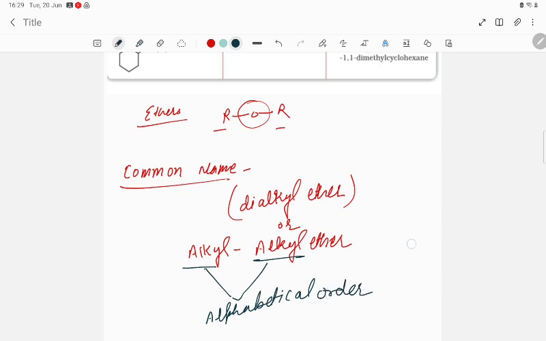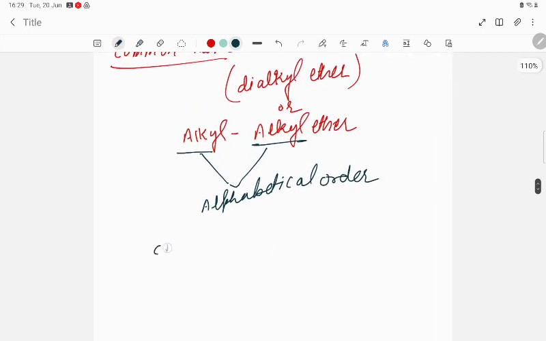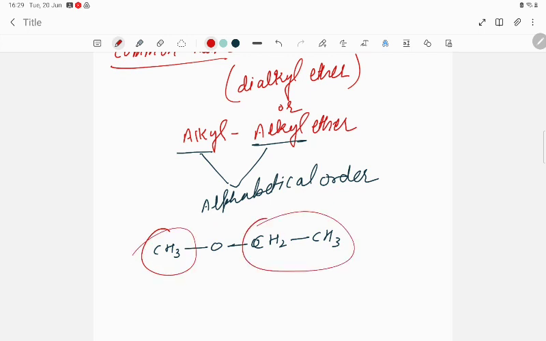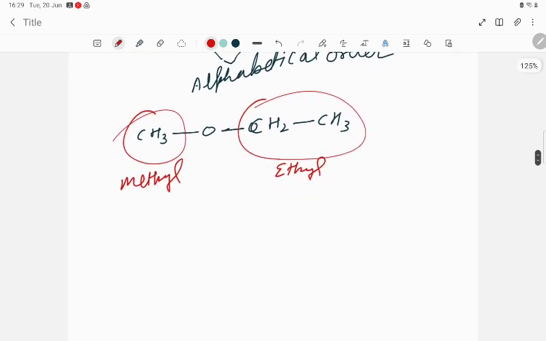Now student, suppose we have this example: CH3 O CH2 CH3. Both sides are different: this group is called ethyl, and this group is called methyl. But the name is not methyl ethyl ether. Alphabetically, E will come first, then M. So if you are writing the common name, it will be ethyl methyl ether.